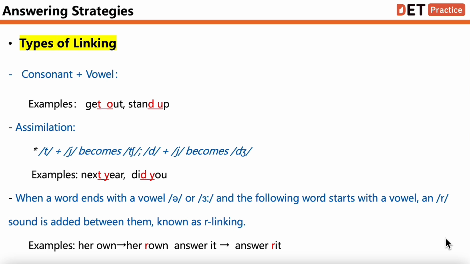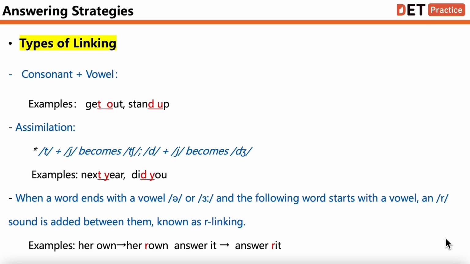First, we have the linking that occurs between a word final consonant and a word initial vowel, such as in get out and stand up. Then there's assimilation, where t plus y become ch, and d plus j become j, as in next year and dj. There's also linking with the sound, as in her own and answer it.